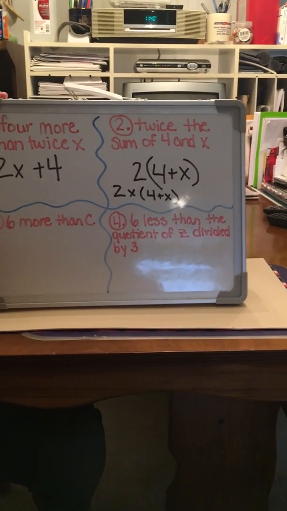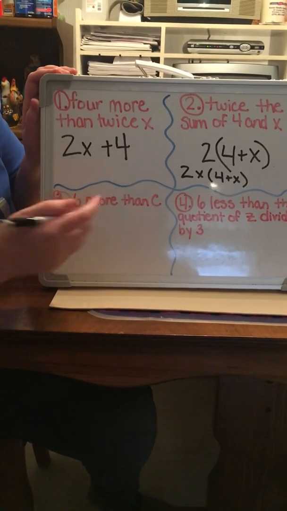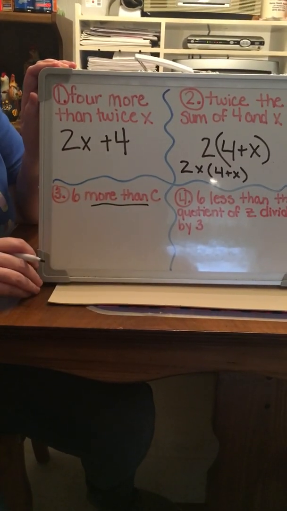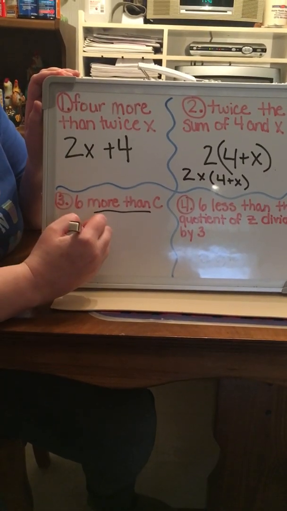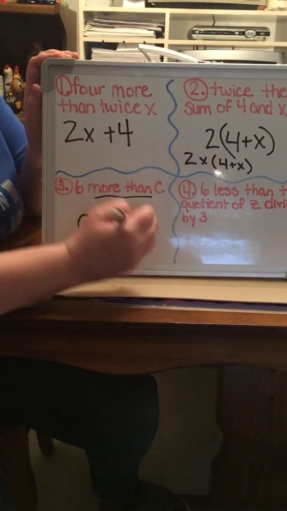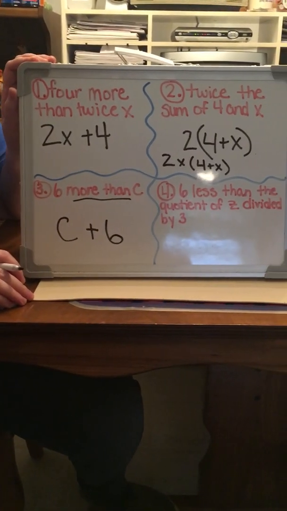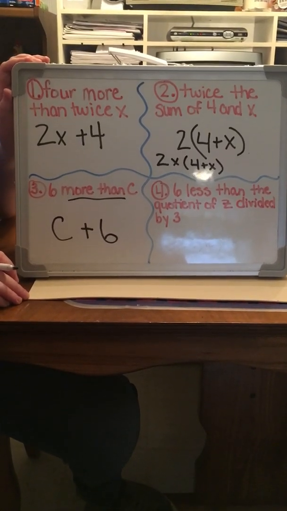Okay? Let's look at this one. 6 more than C. Okay, more than means we're adding. So you want 6 more than C. Well, so you want C, and then what do you want to do with C? You want to add 6 to it. So C plus 6 is 6 more than C. And then let's look at the last one.